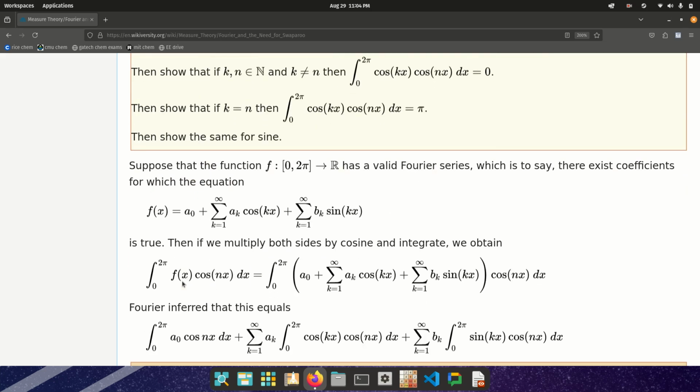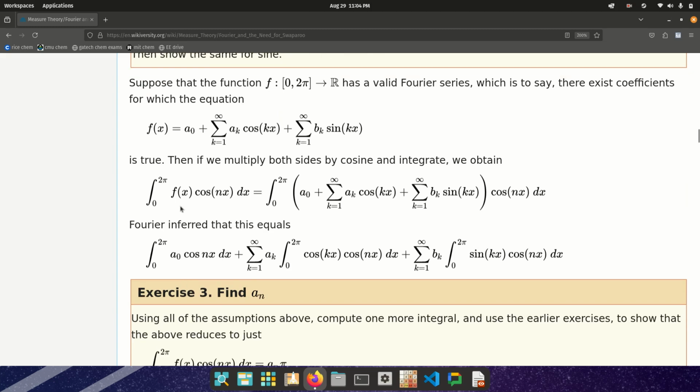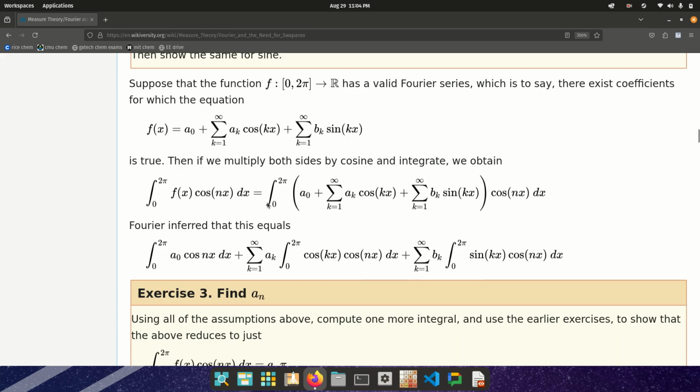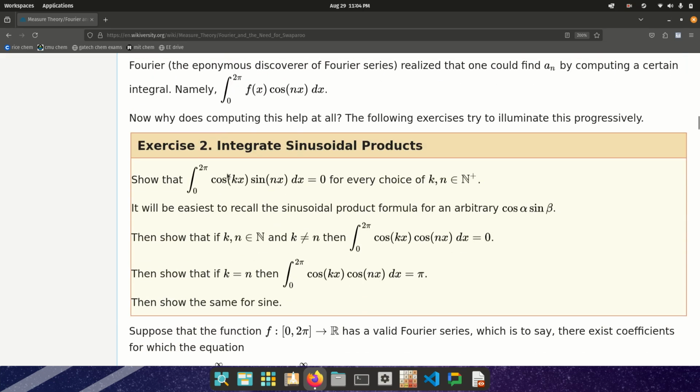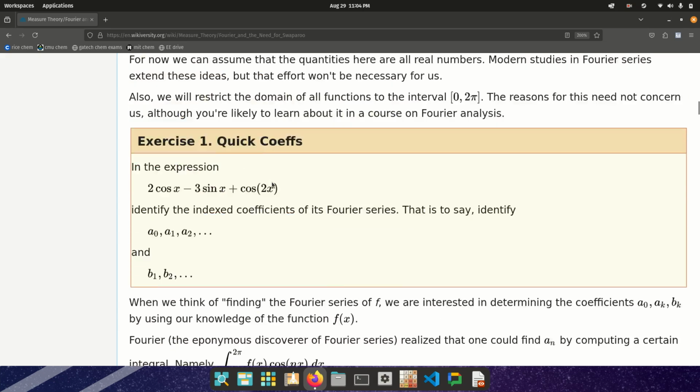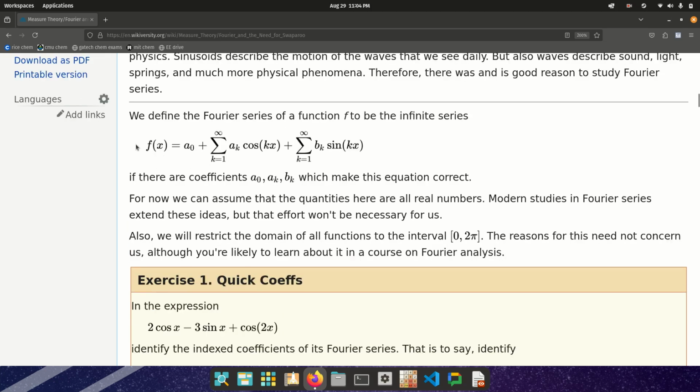So if you integrate it from 0 to 2 pi, then it's going to make most of those things turn into 0. The cosine terms, all but one of them turn into 0. The cosine sine terms also, all those entirely turn into 0.